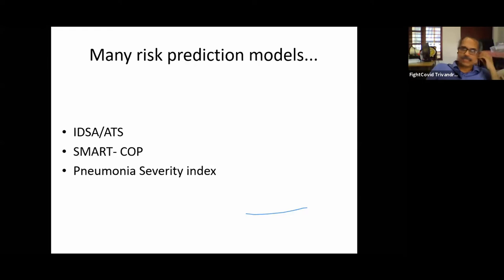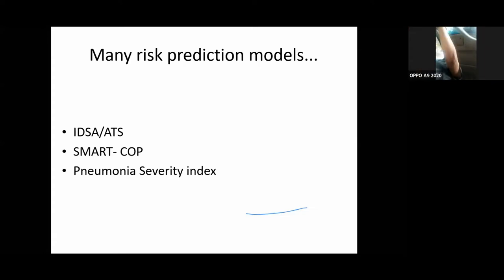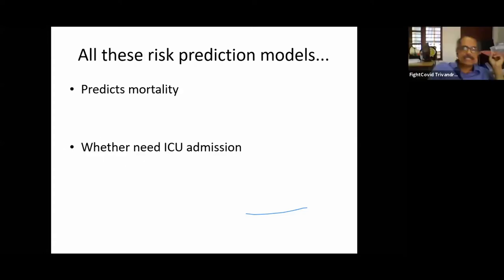In addition to this CURB 65, there are many other risk prediction models like IDSA, SMART-COP, and the Pneumonia Severity Index. All these are prediction models that you can apply as per your convenience. And all these risk prediction models predict the mortality, as well as tell whether the patient needs an ICU admission or not.